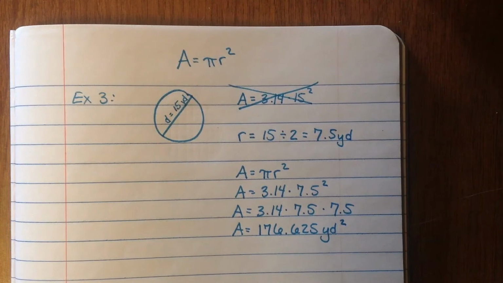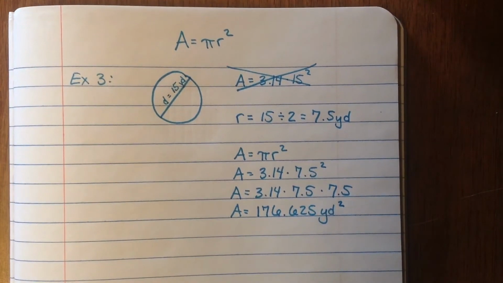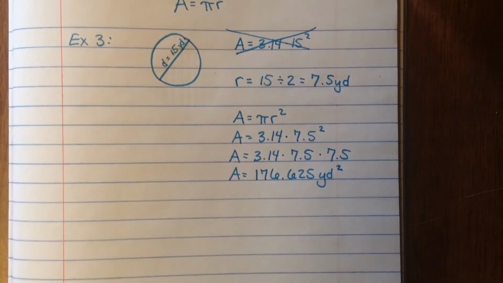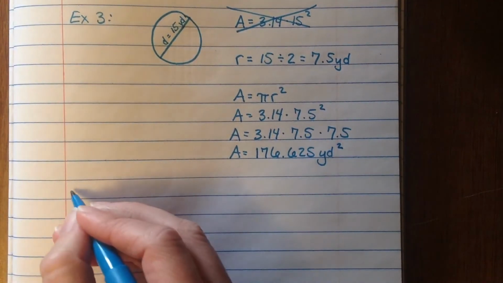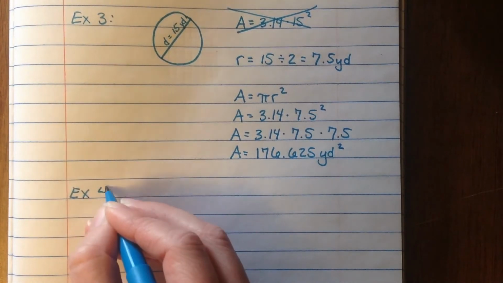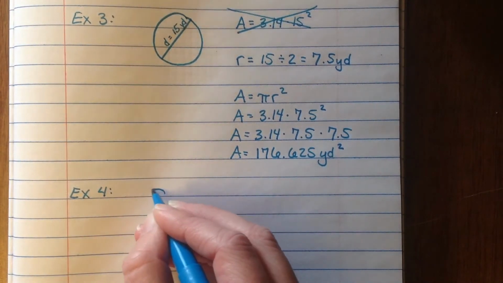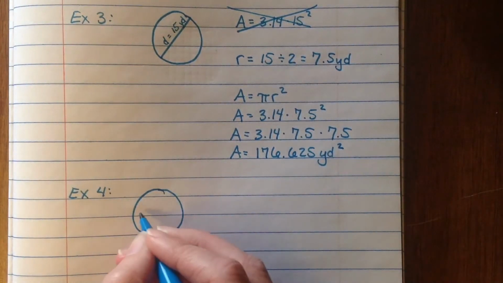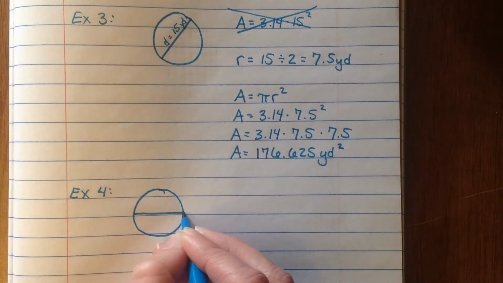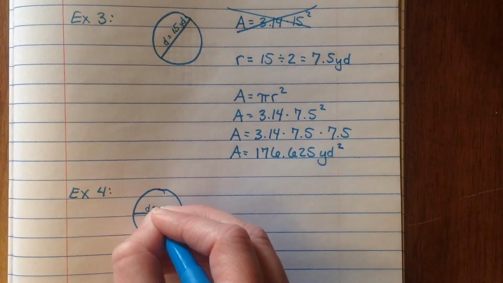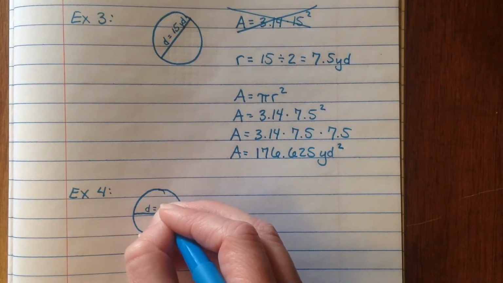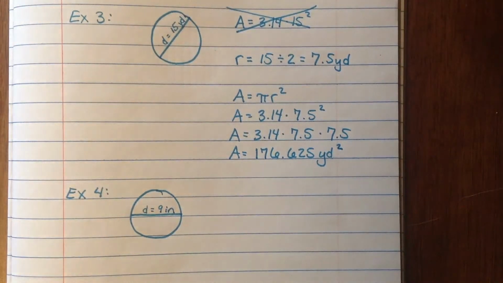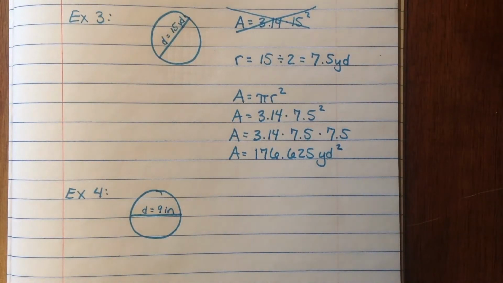All right, we're going to do one more example, and so if you want to copy this down and then maybe pause the video and try working it out on your own and then unpause it for the solution, that might be a good idea. So one more example for finding area of a circle. This is example number 4. Got another circle. We want to find the area of it, and we are told that the diameter is equal to 9 inches. So the diameter is equal to 9 inches.